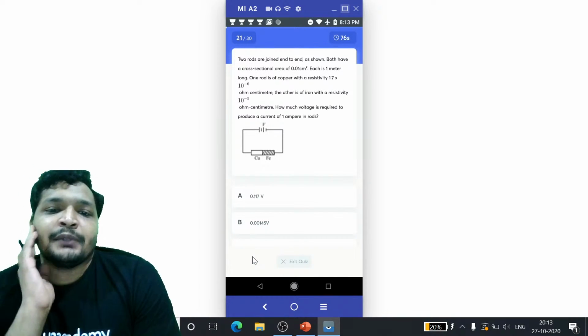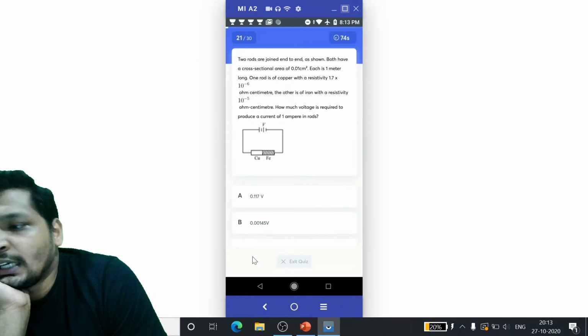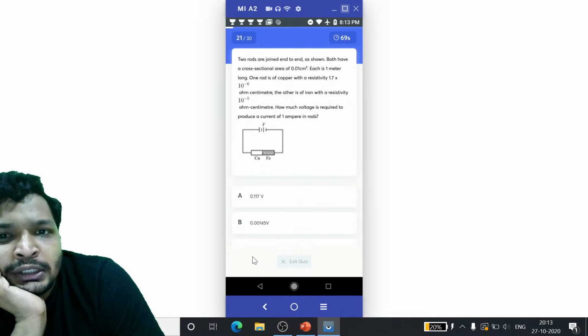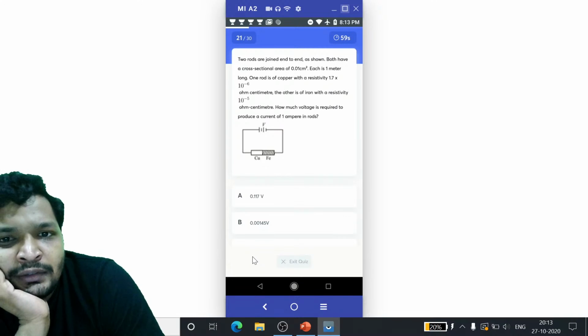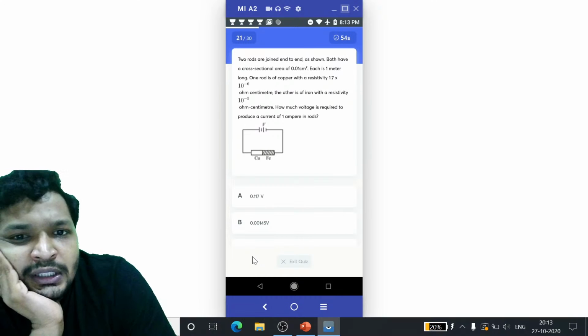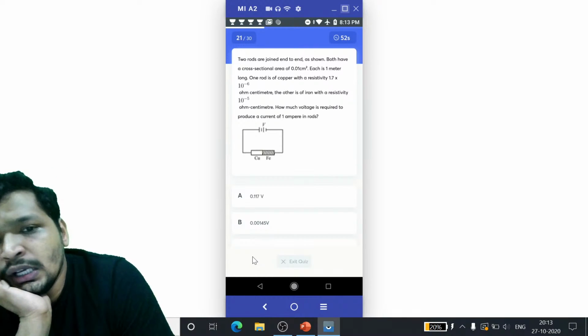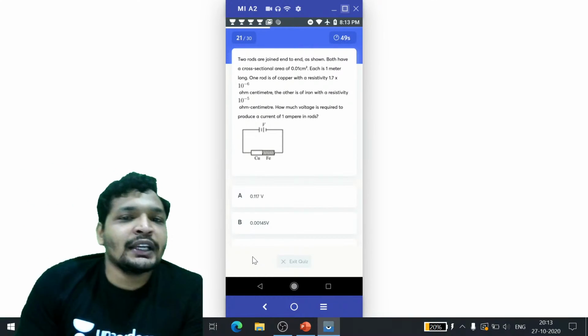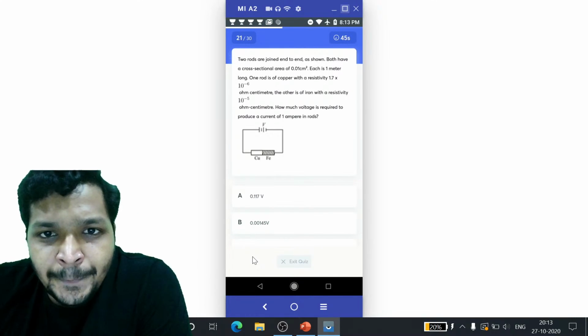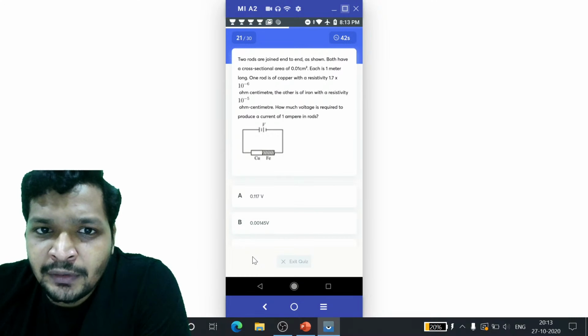This is something that we have often been doing. This is a starter topic. Two rods are joined end to end as shown in the figure. Both have the same cross-sectional area. Each is 1 meter long. One of them is a rod of copper with some resistivity, and the other is iron with some resistivity. How much voltage is required to produce a current of 1 ampere in the rods? They are connected in series, guys, you need to do the calculation. It's rho into L by A. Just do the rho into L by A. I believe rho is given to you as 1.7 into 10 to the power minus 6.